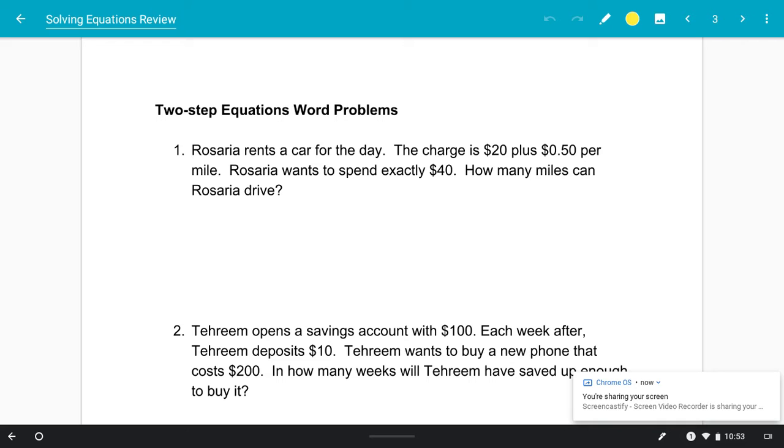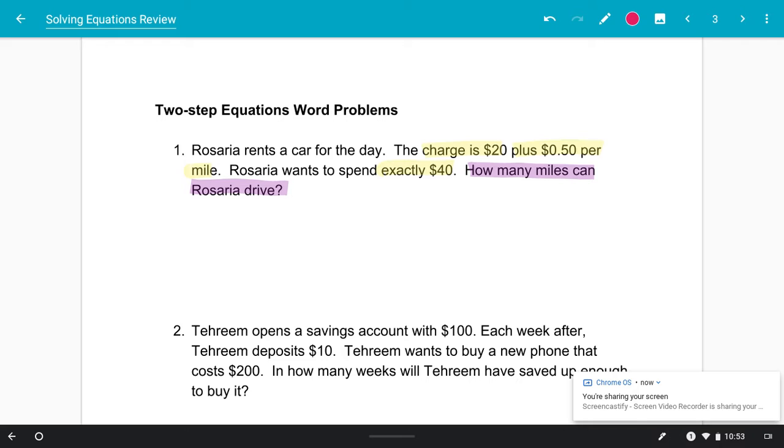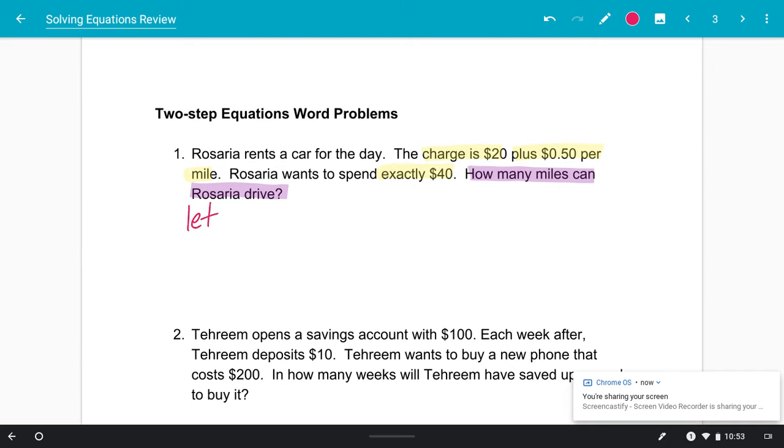So Rosaria rents a car for the day. The charge is $20 plus 50 cents per mile. Rosaria wants to spend exactly $40. And we want to know, so this is our question here, how many miles can Rosaria drive? So what do we know nothing about? Our total unknown here is how many miles Rosaria can drive. So I'm going to say let x equal the number of miles, because that's what I know nothing about.